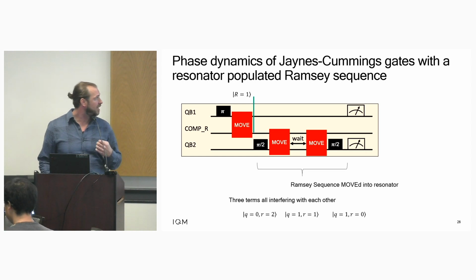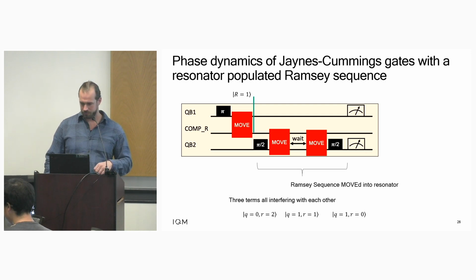That is, we partially excite a qubit, try to move that into the resonator, wait a certain amount of time, move it back, and try to undo that rotation. But in this type of sequence, we have an interference from 3 different terms that correspond to different occupancies of the resonator.